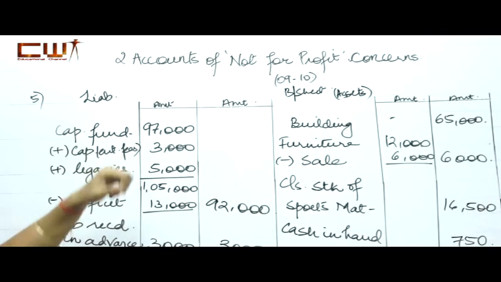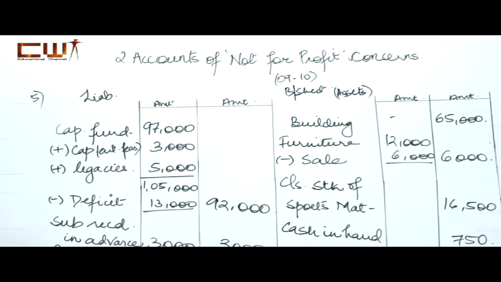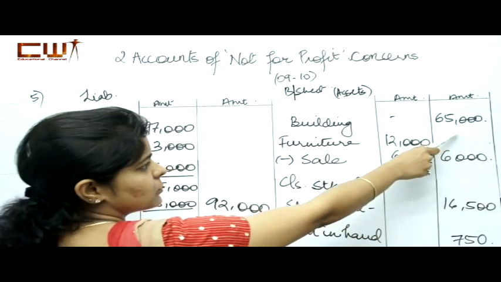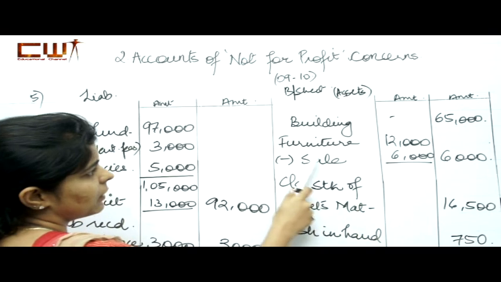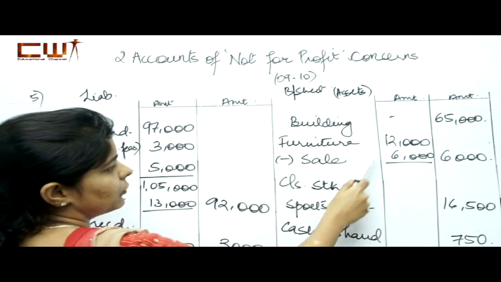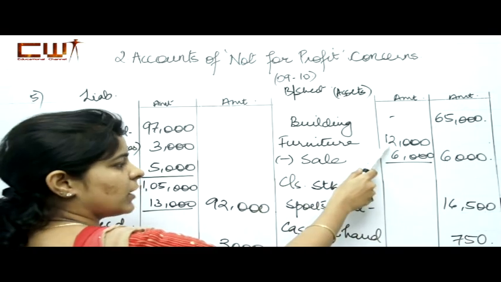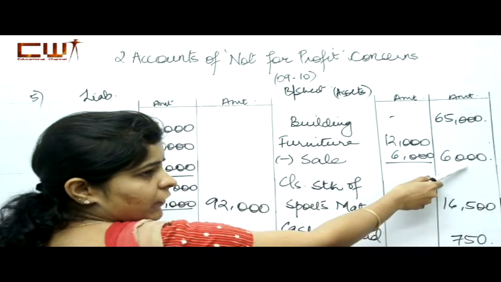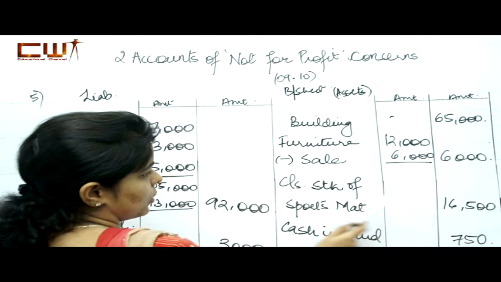We will now make the balance sheet for the 5th question. We will write buildings. No adjustment is given, nothing will come here. The 65,000 amount of building will directly come here. Furniture 12,000 is given to you, of which 6,000 you have sold. So furniture 12,000 minus sales 6,000, the final figure 6,000 will come in this column.